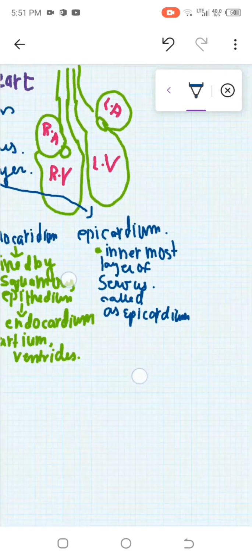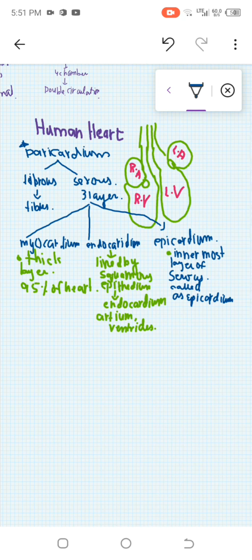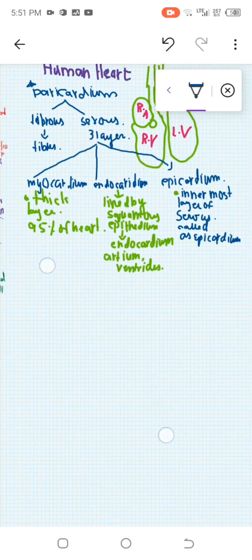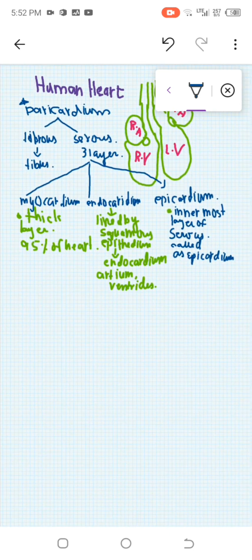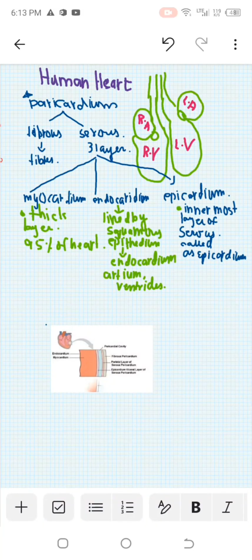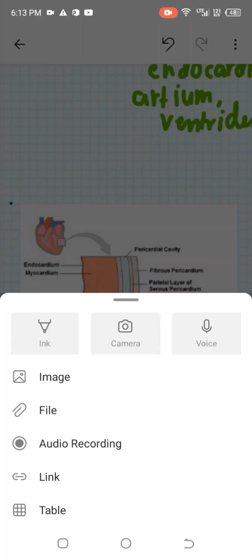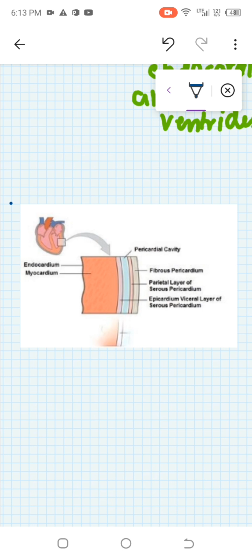So if I am going to show you the image of the heart, so that you can see the layers properly. Here I've shown the picture of the layers and how they are arranged. As you can see, this one is the endocardium, this bigger one is the myocardium, and then we have the epicardium.